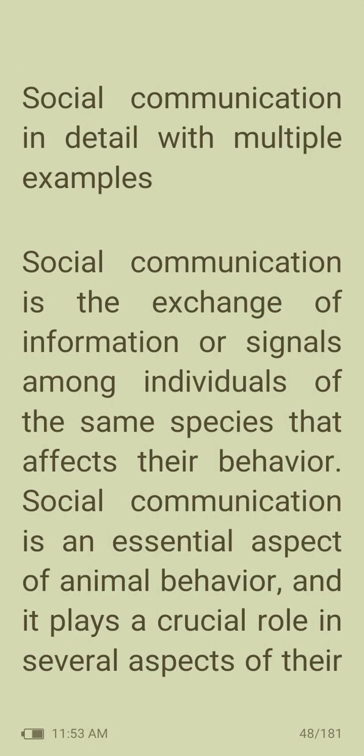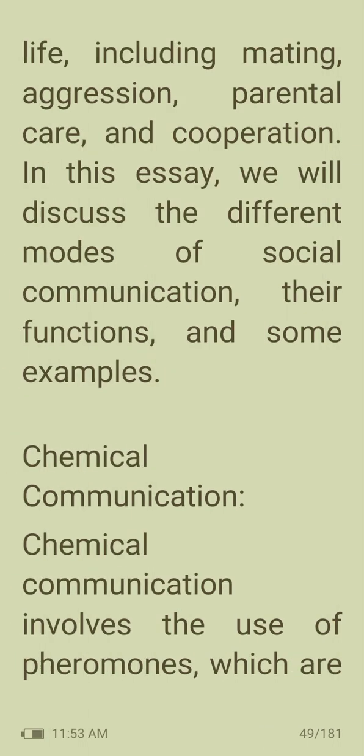positive outcomes. Social communication in detail. Social communication is the exchange of information or signals among individuals of the same species that affect their behavior. Social communication is an essential aspect of animal behavior, and it plays a crucial role in several aspects of their life, including mating, aggression, parental care, and cooperation. In this essay, we will be discussing the different modes of social communication, their functions, and some examples.